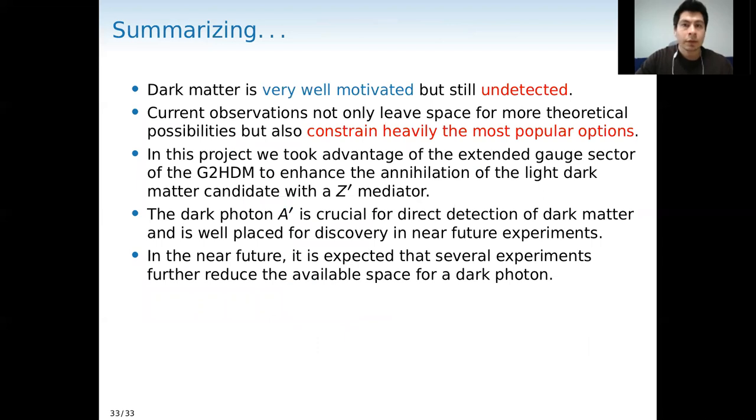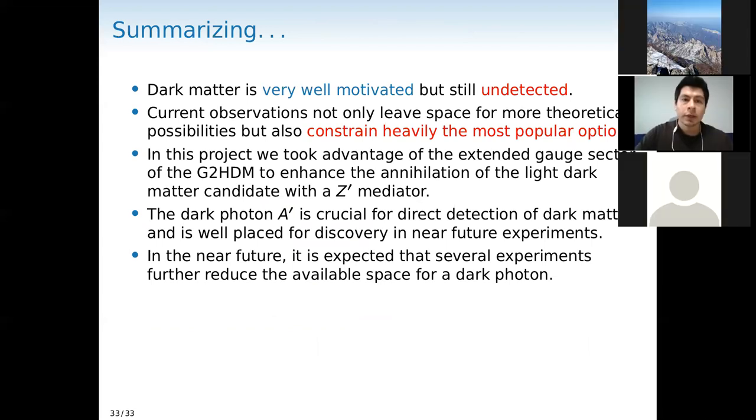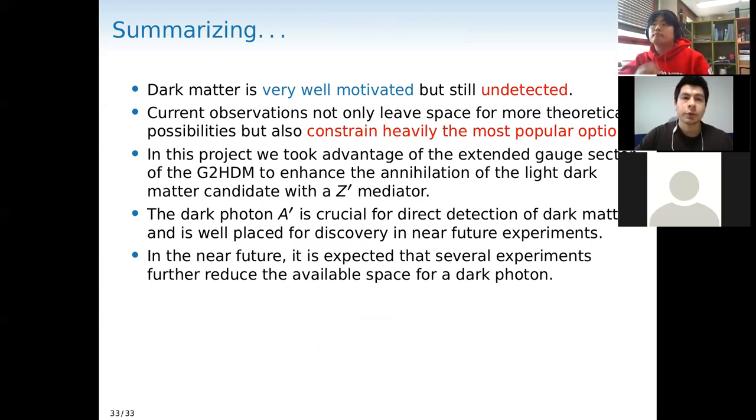So to summarize, dark matter is very well motivated, but we still need to detect it. The current observations have some space for more theoretical possibilities, but also the current popular options have been severely constrained. In this project, we took advantage of an extended gauge sector in the gauge two-Higgs-doublet model to enhance the annihilation of a light dark matter candidate with a C prime mediator.